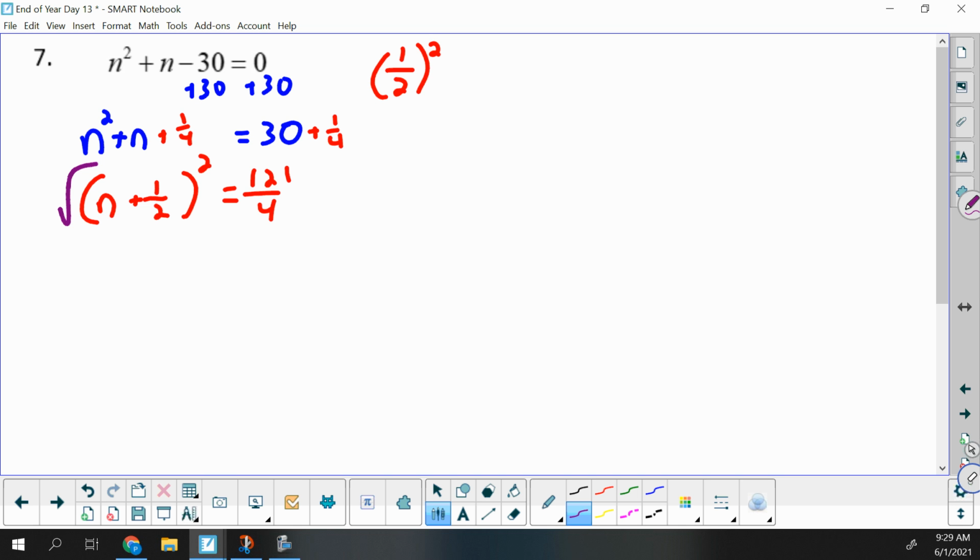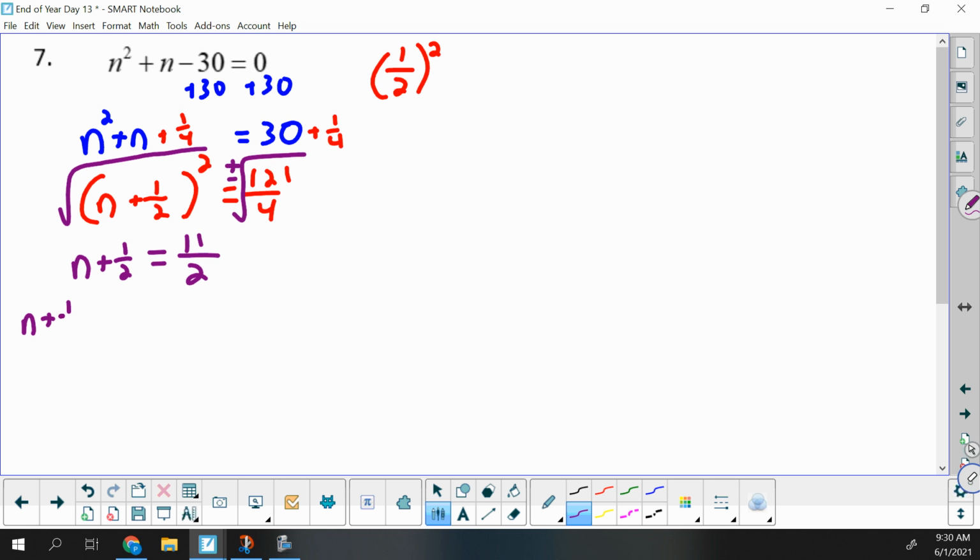To undo the squared, we'll take the square root of both sides, remembering to put the plus and minus in front of the radical on the side that did not have the squared. This will become n plus 1/2 equals, and both those are perfect squares. 11 times 11 is 121, 2 times 2 is 4, so we just get 11/2. We'll finish it off like all the others.